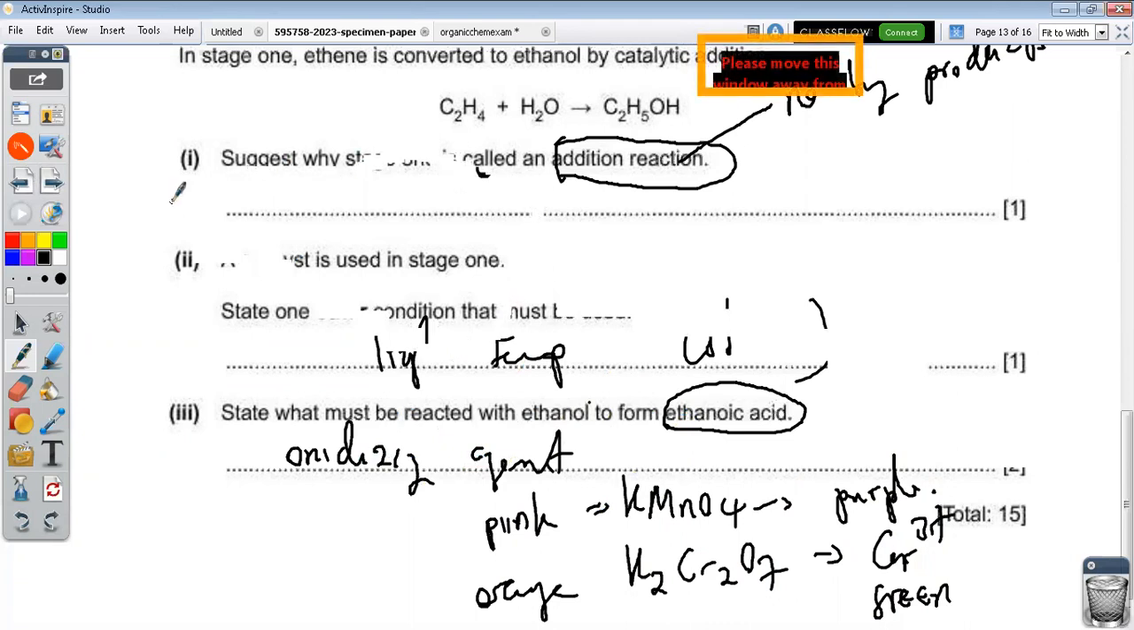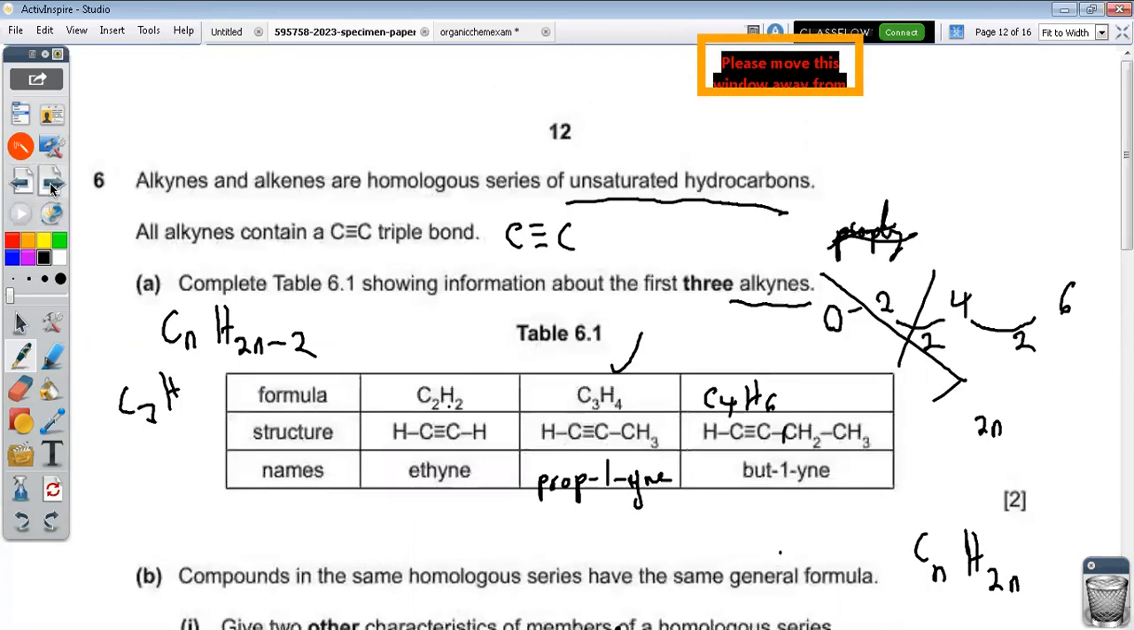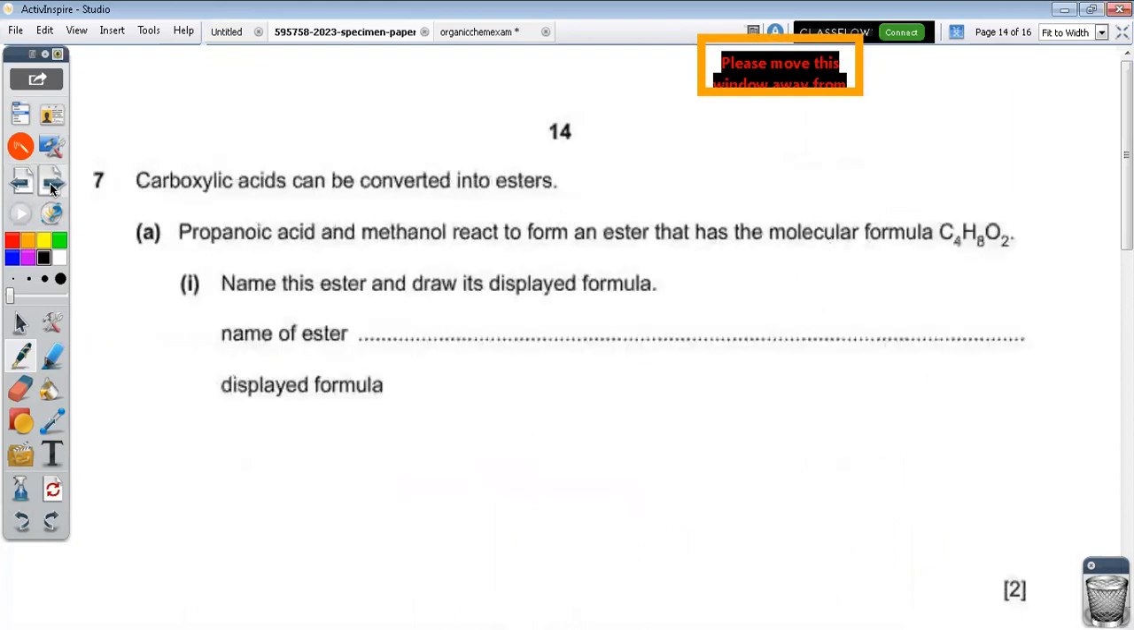What's happening to my paper? Oh, wait a minute. Did we skip something? No.